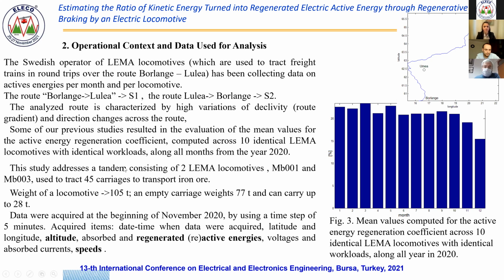This study addresses a tandem consisting of two Lemma locomotives. These are the indicators MB001 and MB003. These are the number of carriages and the weights, because we are addressing kinetic energy. So which are the main data of present interest for us: altitude, regenerated active energies, and speeds.